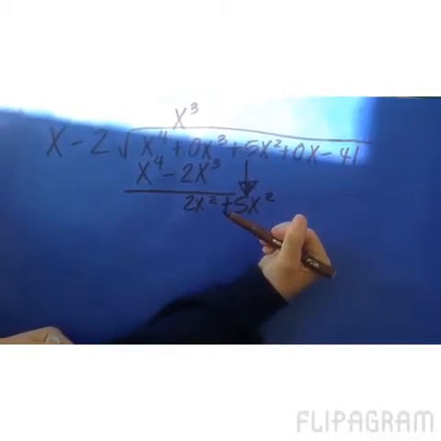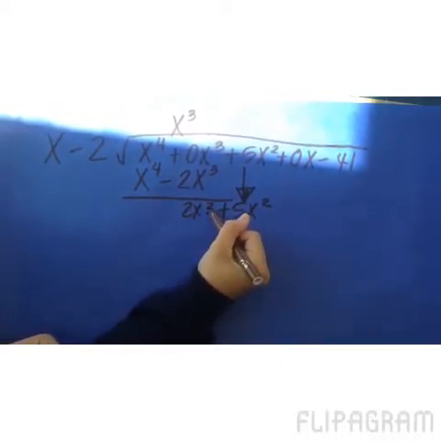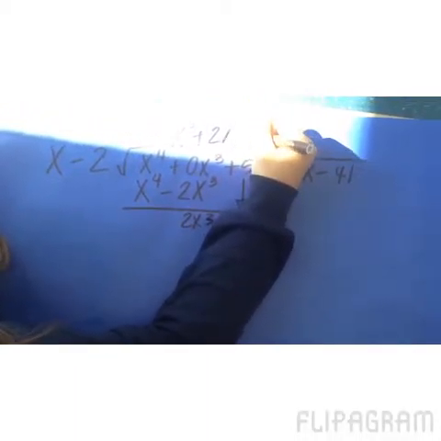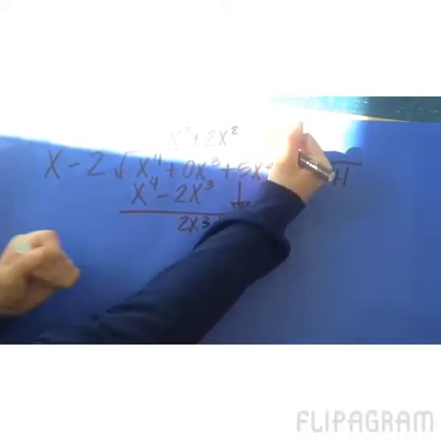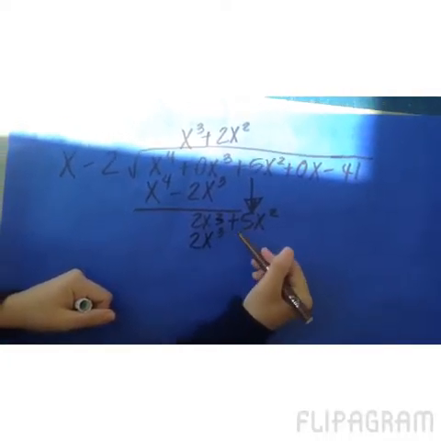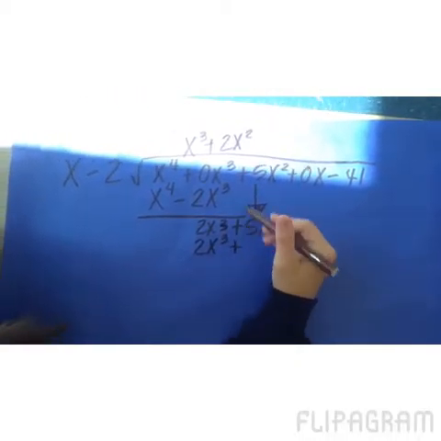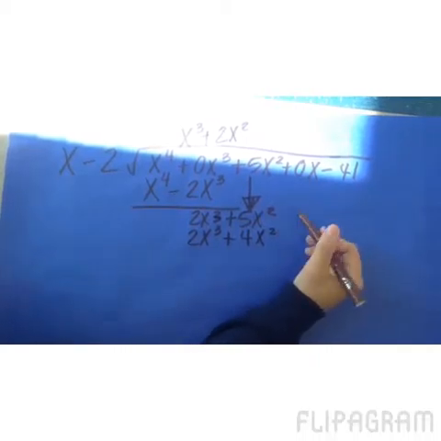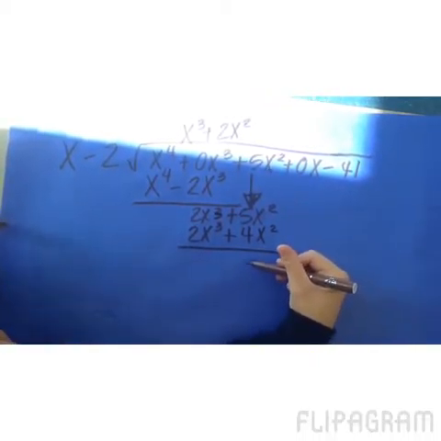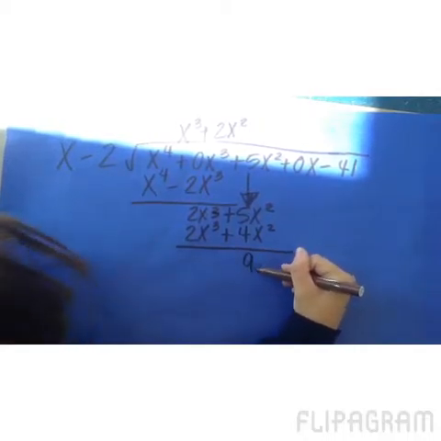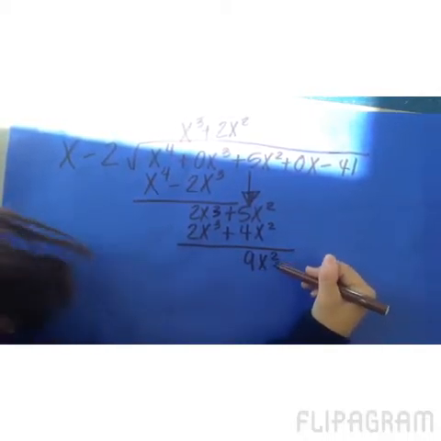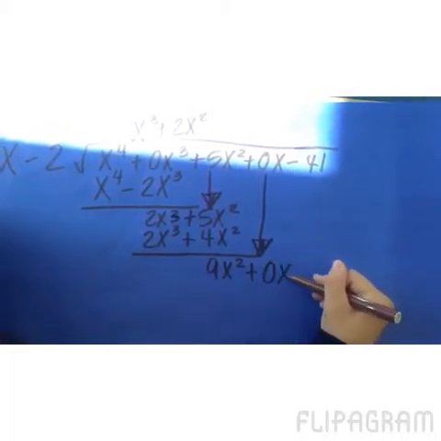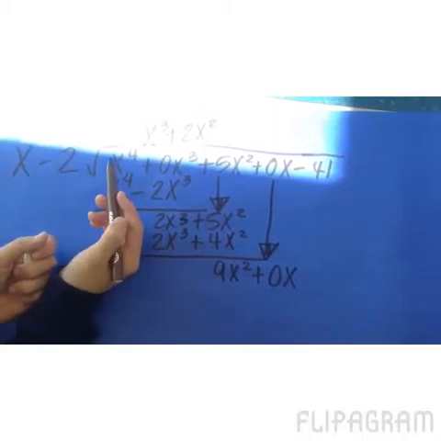And so, actually that's a 3. And so, 2x squared gives you 2x 3. And then you would have to times this by 2, which you would get 4x squared, and then you would subtract, and then you would get 9x squared, and then bring down plus 0x, and then you have to do the same process again.